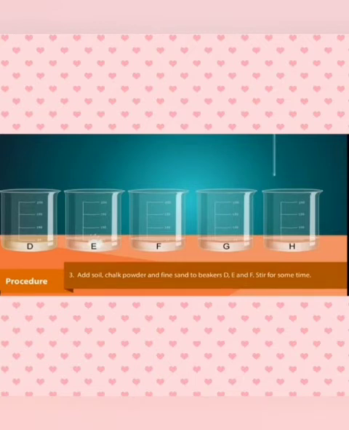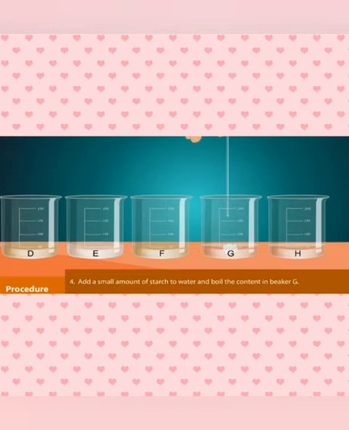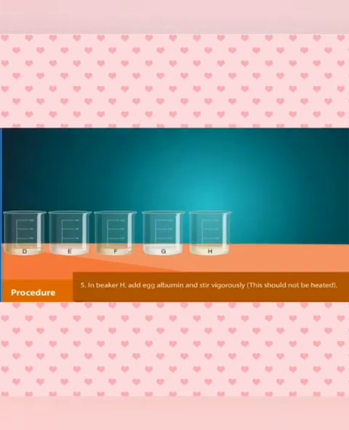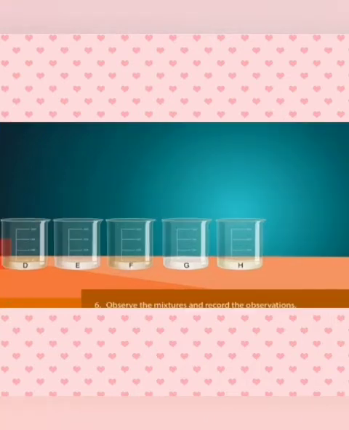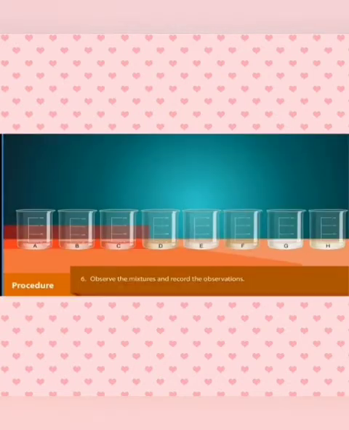Third step, we have to take soil and chalk powder. Fourth, we have to take starch in water and boil. And lastly, in beaker H, we have to take egg albumin. We don't have to heat it. We have to record the observation for all the beakers.